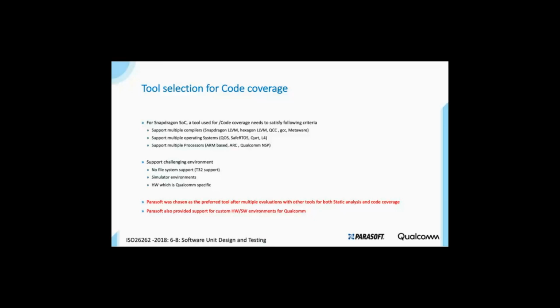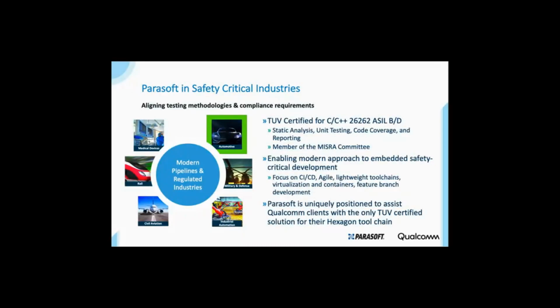So we had, for example, our Hexagon processor. It is not something for which we had any tool that is widely available. So we wanted our tool vendor to be able to work closely with us to develop customized solutions for them. So with all these criteria, we chose Parasoft as the preferred tool for both static analysis and code coverage. And as Dave mentioned initially, it has been a good cooperation so far. Not only were the tools able to adapt to what we had, but they provided custom solutions for us to work. With that, I will hand over to Dave for a quick introduction to Parasoft.